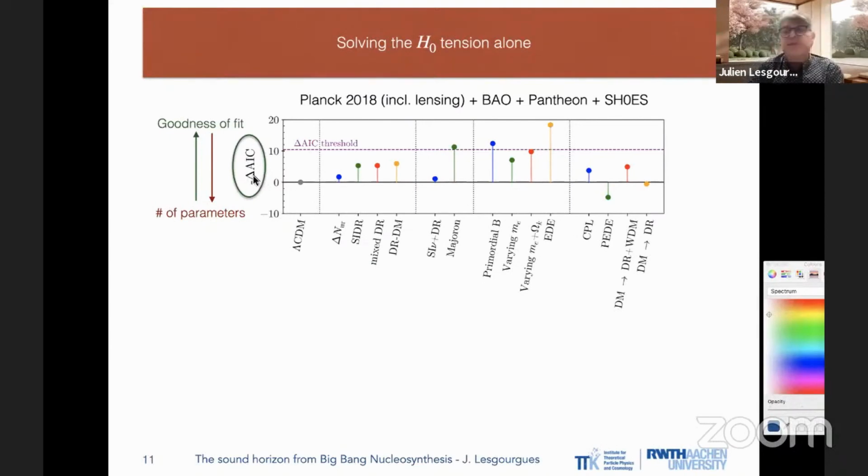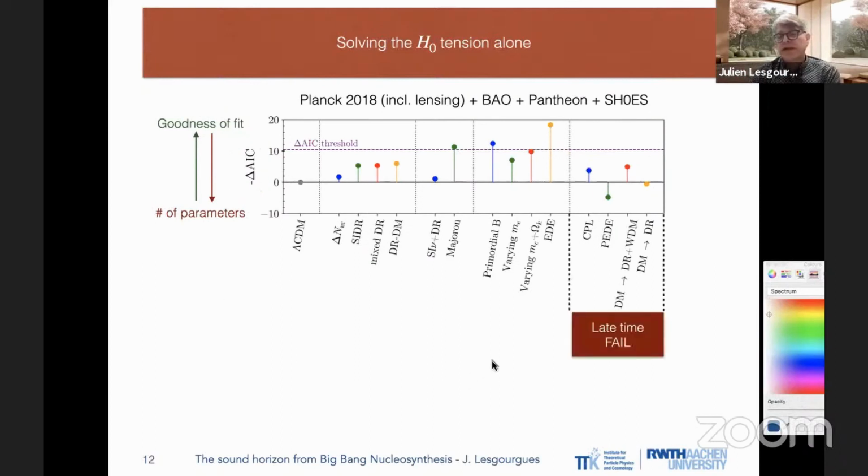You are probably familiar with this because it's mainly popular for people who do frequentist analysis, so for particle physicists. So this delta AIC is a delta chi-square of the best fit of the extended model compared to the lambda CDM model, corrected by the effect of the number of free parameters in order to take into account Occam's razor. We established by a small statistical calculation that a model that would be really a convincing way to decrease the Hubble tension to an acceptable level would be a model that would have a delta AIC above the threshold here of about 10. There is a little reasoning behind this number. And you see that very few models succeed.